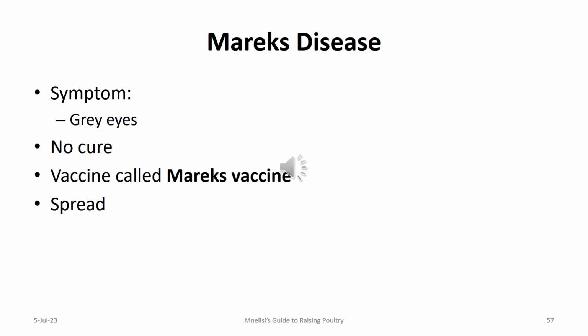Marek's disease. We've already covered Marek's disease when we spoke about the Marek's vaccine. The symptoms are as follows. Grey eyes, paralyzed legs and wings. Some chickens won't show any signs of this disease. They will just die. This will attack mostly young chicks. You need to give your chickens a vaccine called Marek's vaccine. There is no cure for this, unfortunately. This disease will spread.